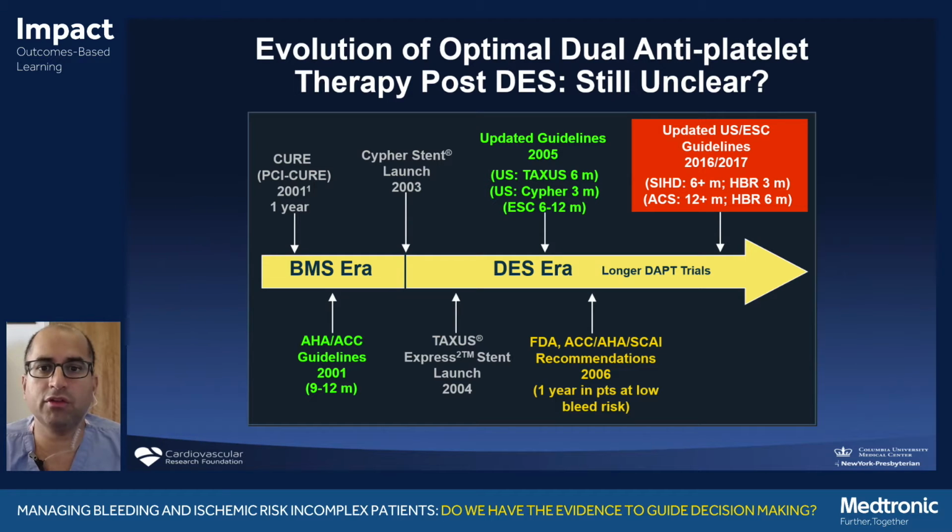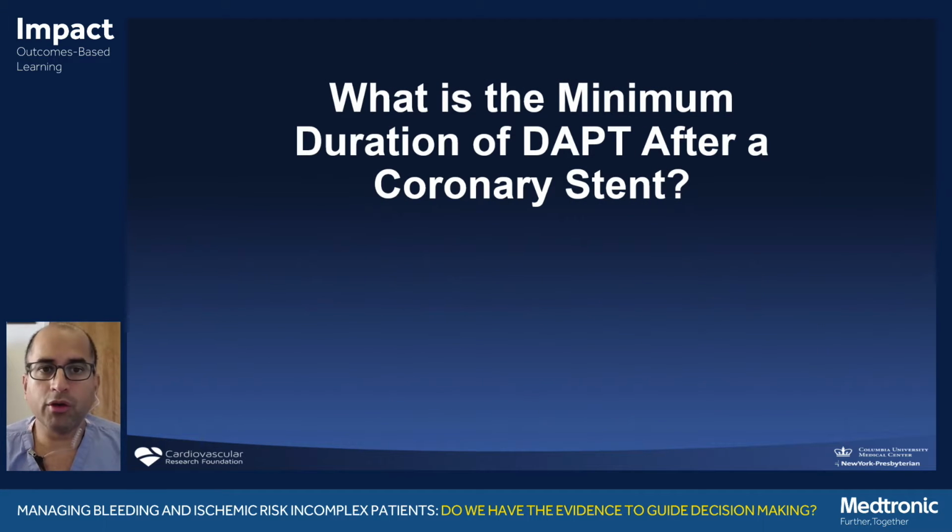And in the latest iteration of the guidelines, we can see that there's a characterization of patients who are at normal bleeding risk who can potentially benefit from longer durations of DAPT, but then those with higher bleeding risk, for whom longer durations of DAPT would incur a risk of bleeding, we want to cut back and have shorter durations overall. Now, the bigger question though is even if we can cut back, what is the minimum duration of DAPT after a coronary stent?